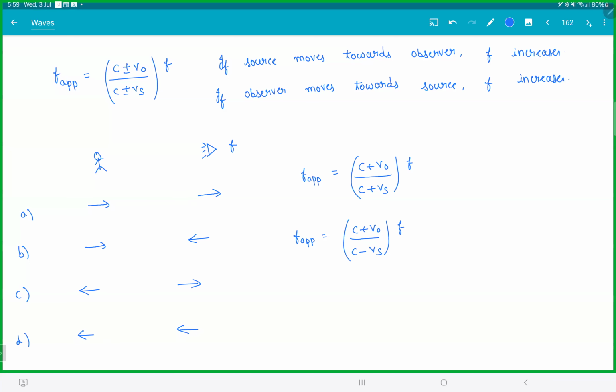Now, this will give you a feeling. A and D are same. A and D are not same. What about C? The observer is going away, so it should decrease. The source is also going away, it should decrease, but you're in the denominator, so plus.